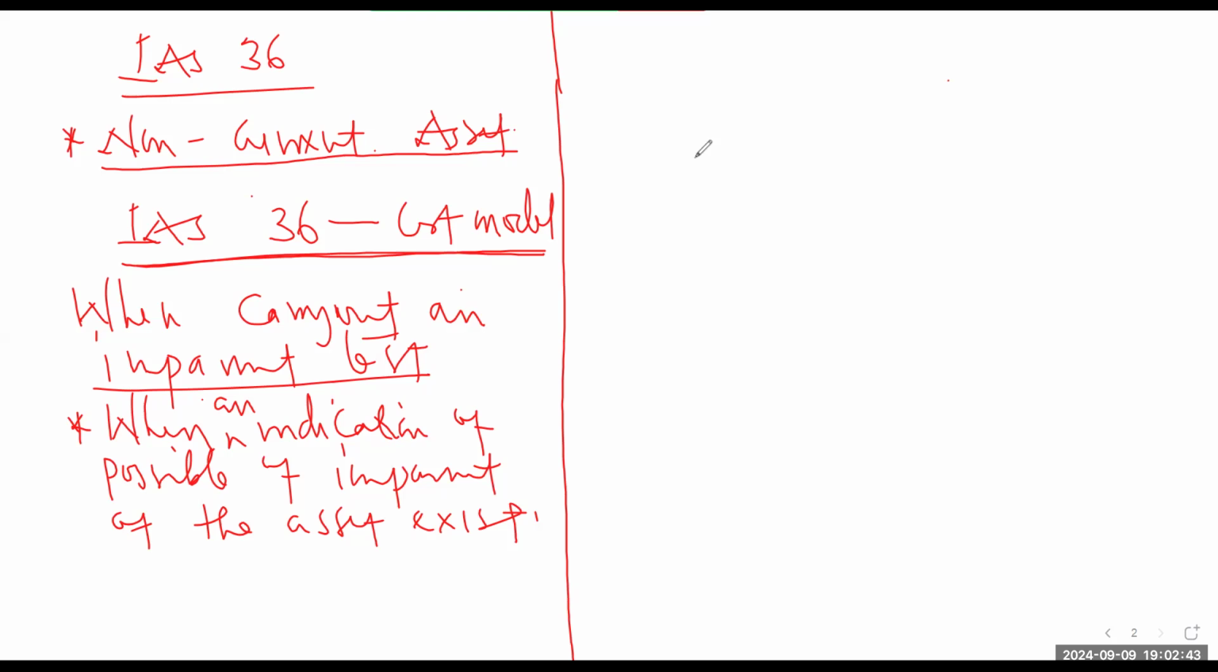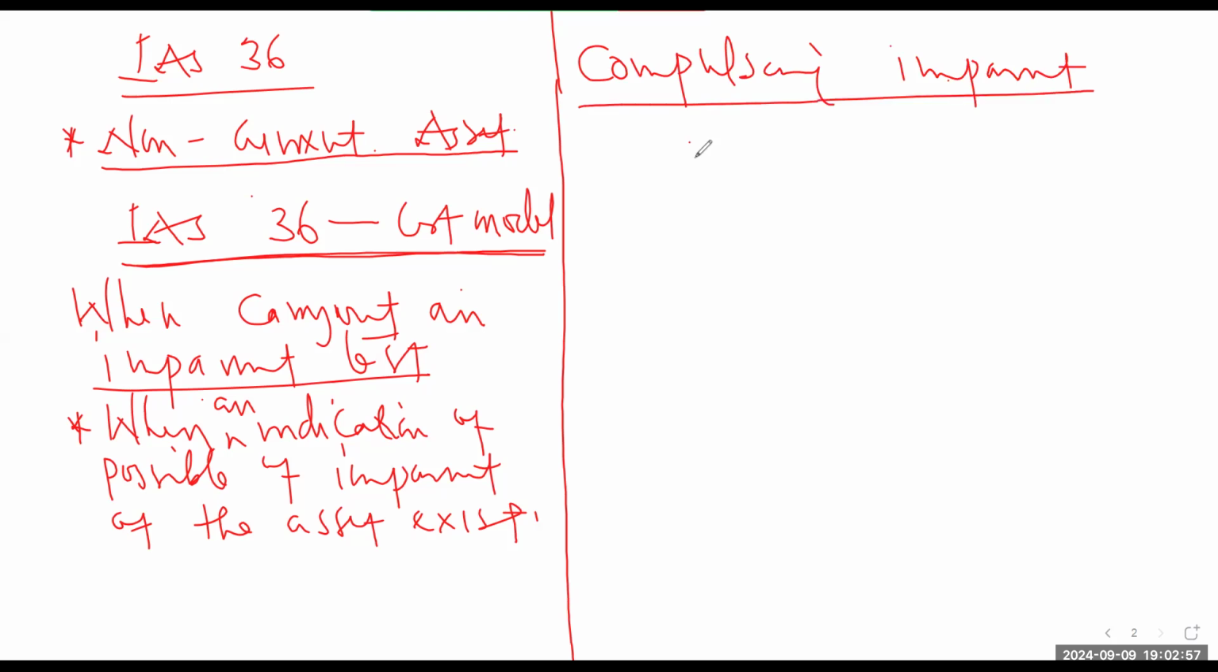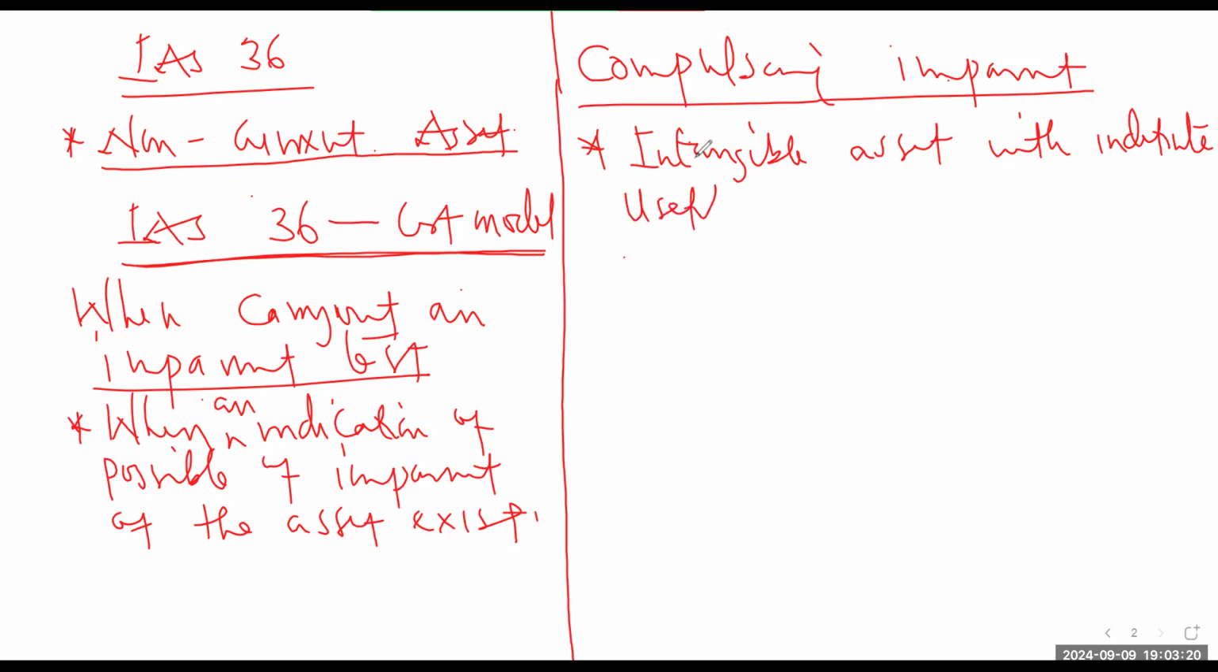Let's look at the group of assets that you have to do a compulsory impairment test on before we move on. I don't want to use the notes, so let's try to make it very simple. What are those categories of assets that you have to carry out a compulsory impairment test on? We have intangible assets with indefinite useful life.